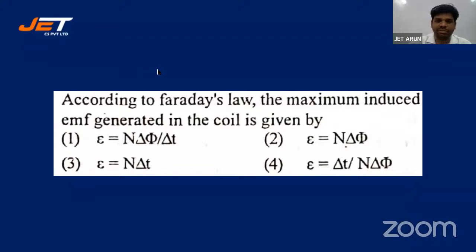According to Faraday's law, the maximum induced EMF generated in the coil is given by N delta phi by delta T, N delta phi, N delta T by N delta phi. This is the mathematical expression of Faraday's law. Just now we have seen the statement and this is a mathematical expression.